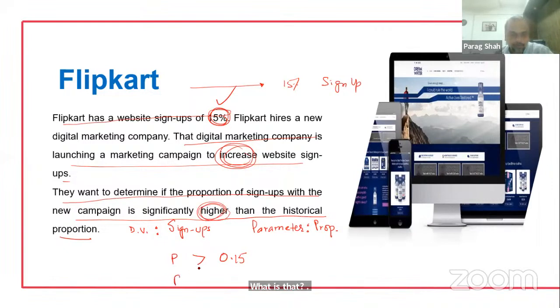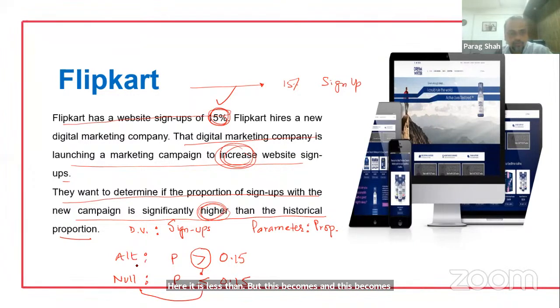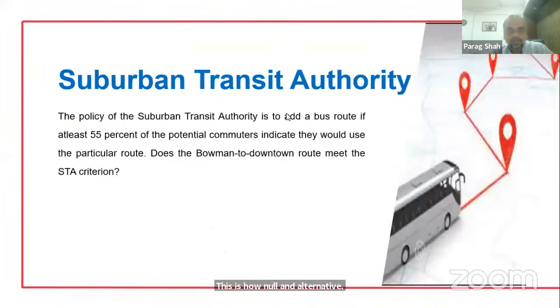What will be complementary to this? This is greater than. What will be complementary to this? This will be less than or equal to 0.15. Here it is less than. So this becomes null and this becomes alternative. This is how null and alternative is defined. Perfect. Sure. Next.